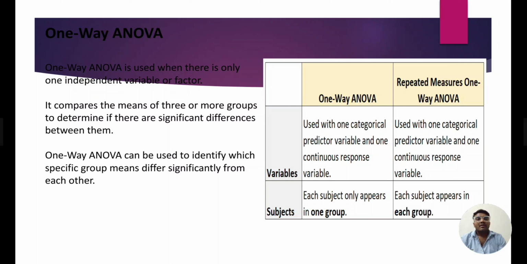One-way ANOVA. One-way ANOVA is used when there is only one independent variable or factor. It compares the means of three or more groups to determine if there are significant differences between them. One-way ANOVA can be used to identify which group means differ significantly from each other.